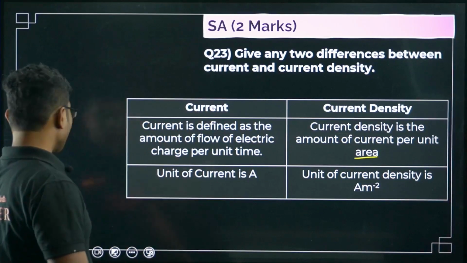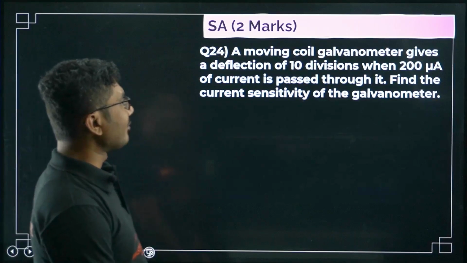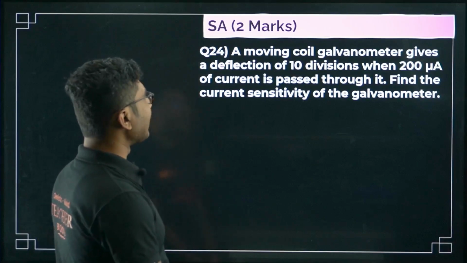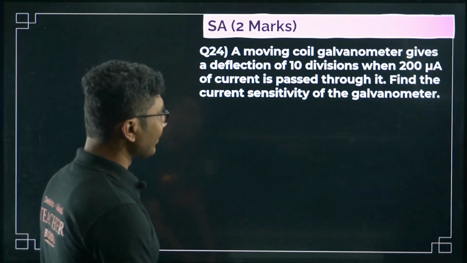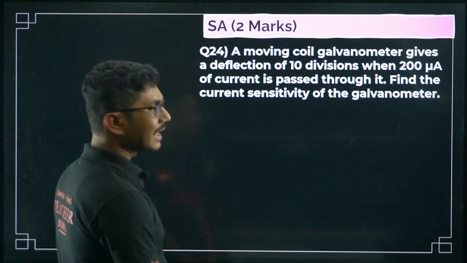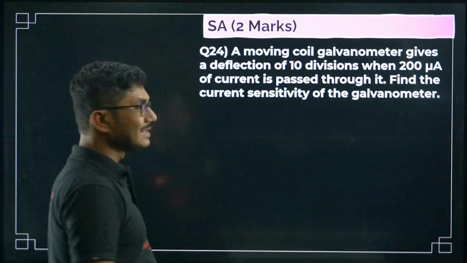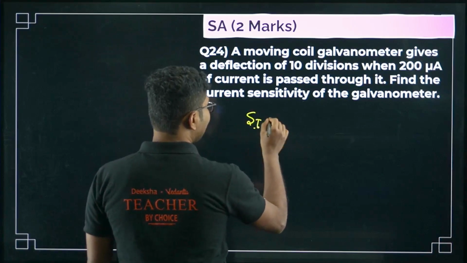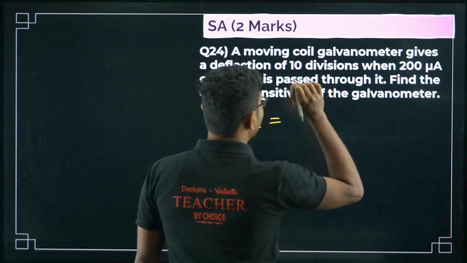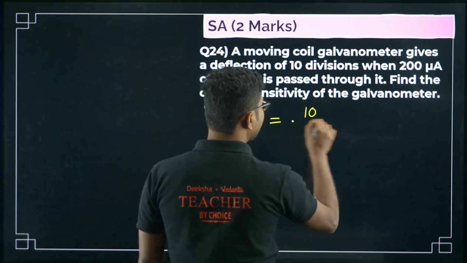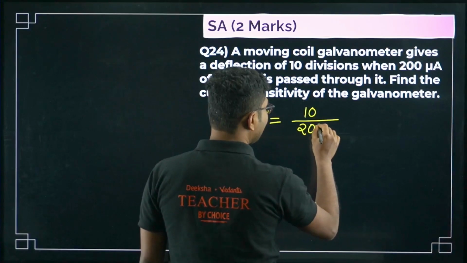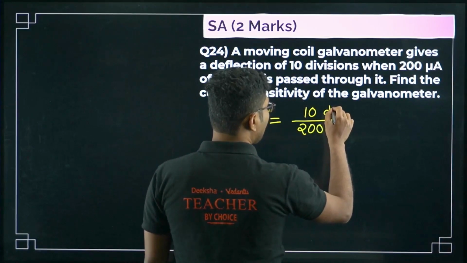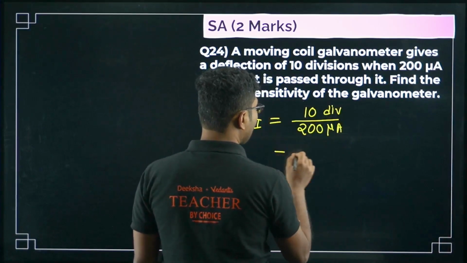A moving coil galvanometer gives a deflection of 10 divisions when 200 microampere current is passed through it. Find the current sensitivity of the galvanometer. So how to find the current sensitivity? Current sensitivity is basically given by the number of divisions divided by the current for that deflection, and its unit is division per ampere.